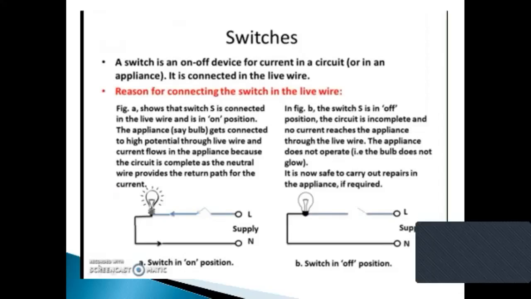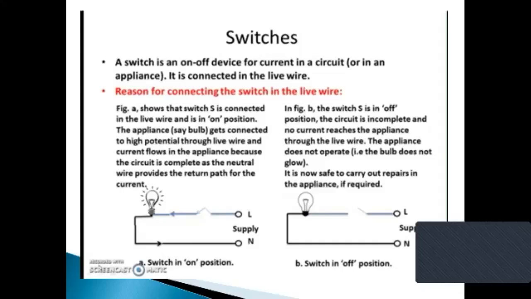In the first figure, you can see that the switch is in the on position and the live wire is connected to the bulb, and as the switch turns off, the connection between the live wire and the appliance is cut. Therefore, no current flows through the bulb. In the second diagram, in the off position, you can see that there is no connection between the live wire and the bulb.